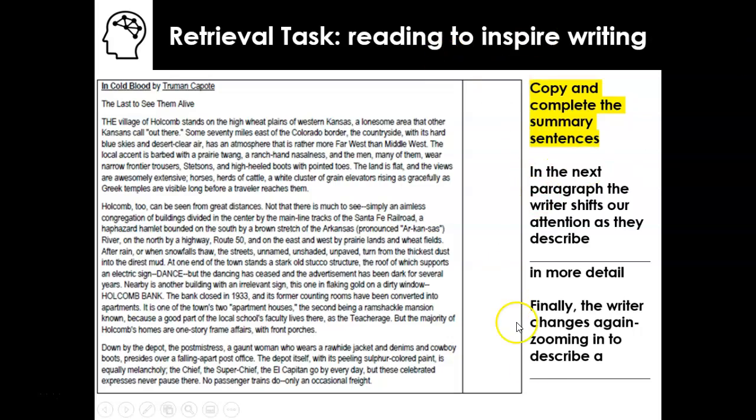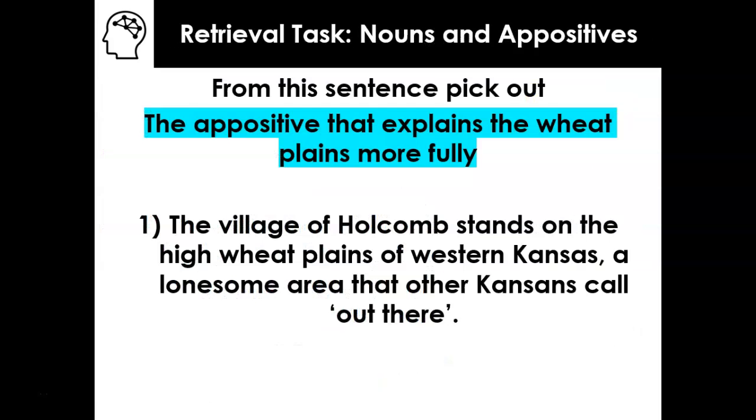Brilliant. Okay, so that's thinking about what this writer's doing, again, to inspire some of our choices today. But now we're going to start thinking about our own writing. Now, we did work last lesson on this idea of appositives, okay? An appositive, which comes after a noun, renames a noun, explains a noun in more detail. So I just want to quickly check in and see if we can identify the appositive in this sentence. So guys, can you find the appositive that explains the wheat plains more fully?